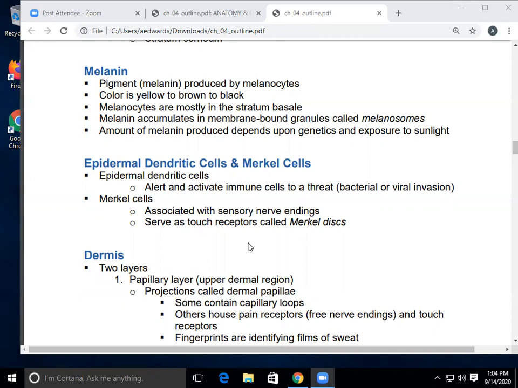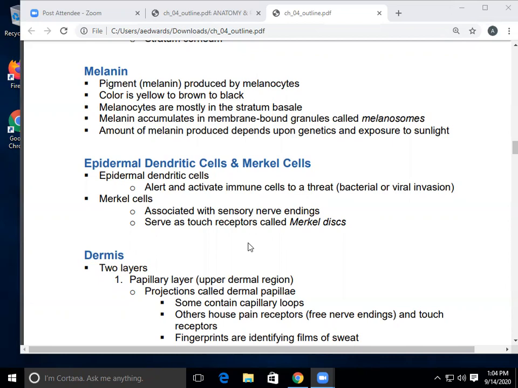All right, epidermal dendritic cells, as well as Merkel cells. The epidermal dendritic cells' job is to basically tell the immune cells and activate them when there's a threat. So if there's some virus or bacteria in your body, they let the immune cells know and then activate them so they can act.